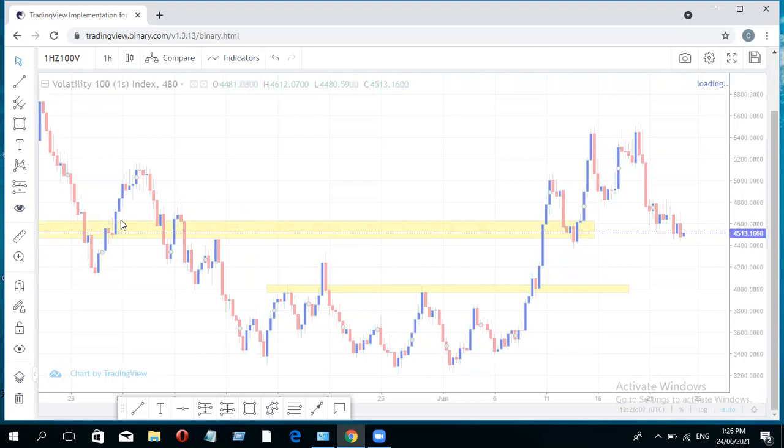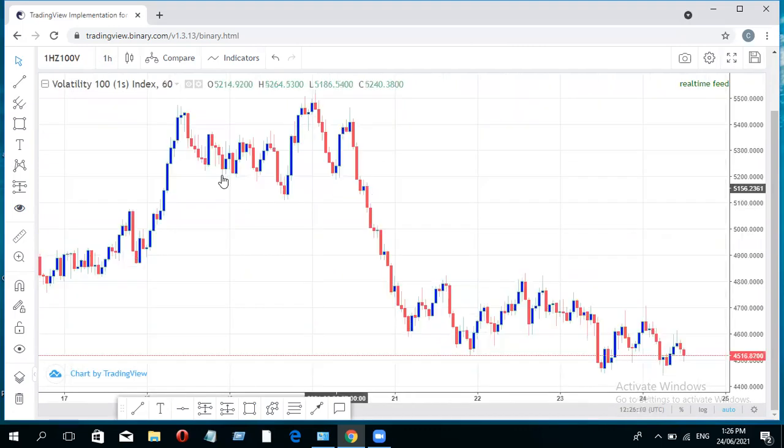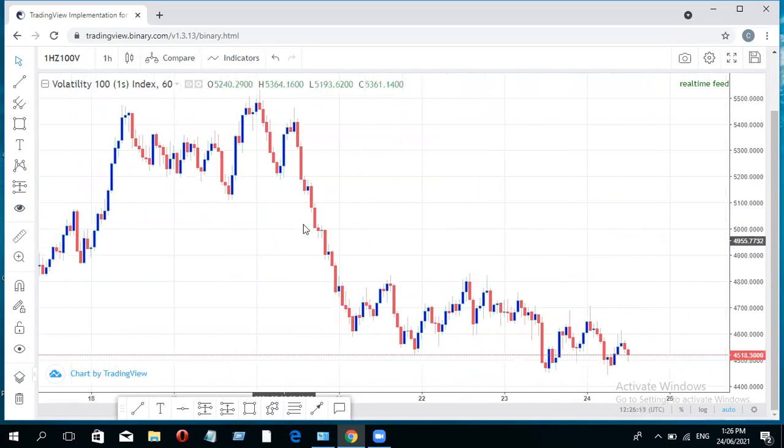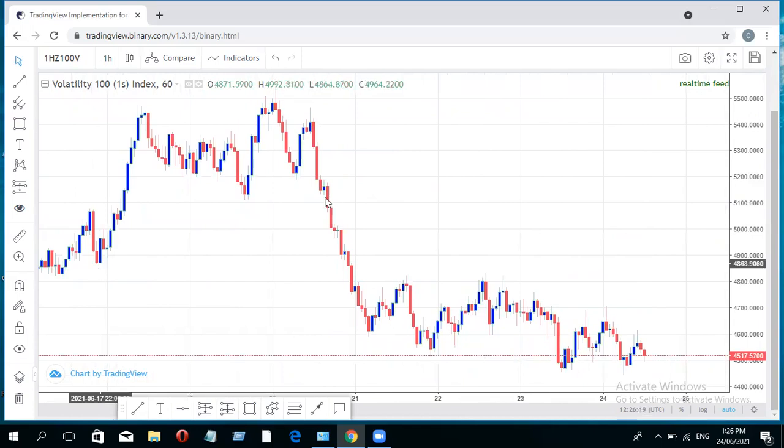This is our 1 hour to see what's happening. Okay. We realize the market broke structure. The market broke structure. This was the higher low we're looking at. It came and broke structure by closing below this point.